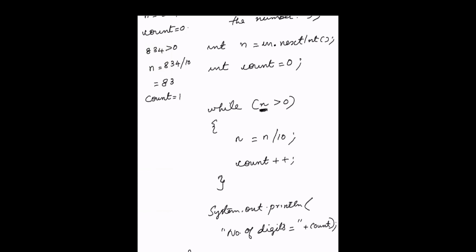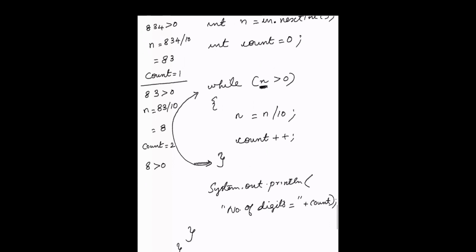Once it reaches the end of the while loop, it will go back. The current value of n is 83. Is 83 greater than 0? Yes, it is greater than 0, right? So again it will do n equal to n by 10, that is 83 by 10. The result is going to be 8. Integer division, so you will get only the quotient as the answer. Now count is again incremented, and the value of count is 2 right now.